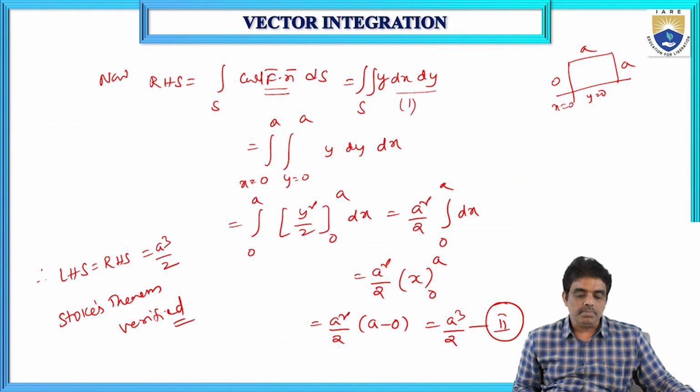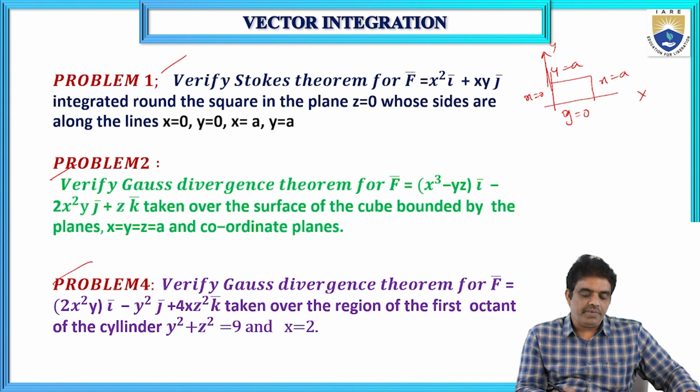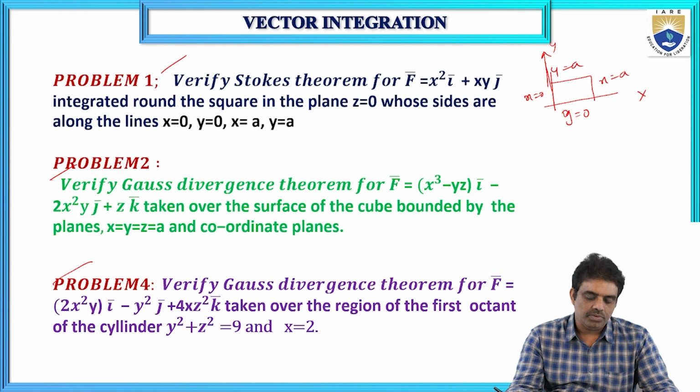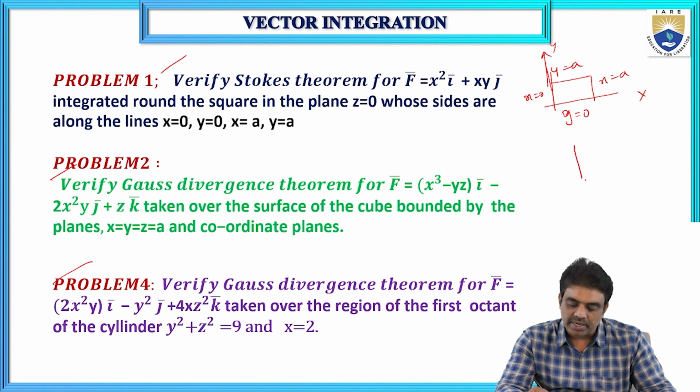So what is the other problem? See here: verify the Gauss divergence theorem for the function f bar taken over the surface of the cube bounded by the planes. So here the given region is the cube. Cube means what? It is a three-dimensional figure.